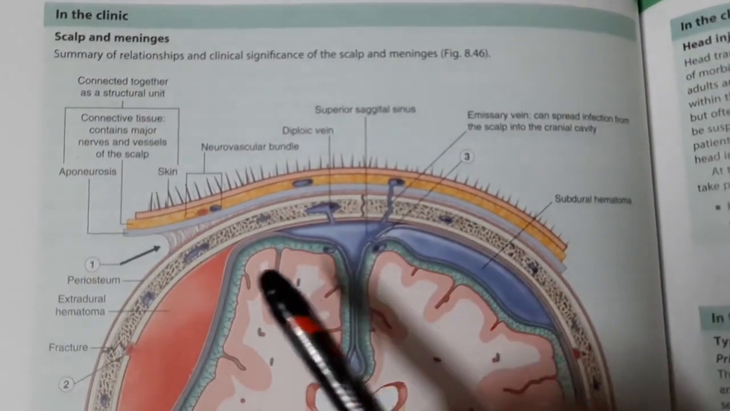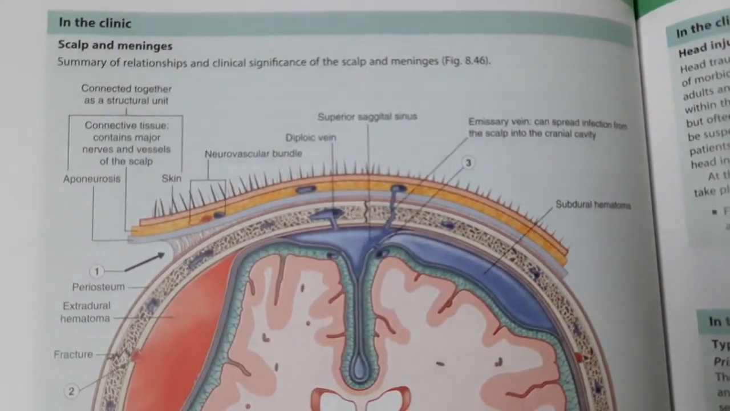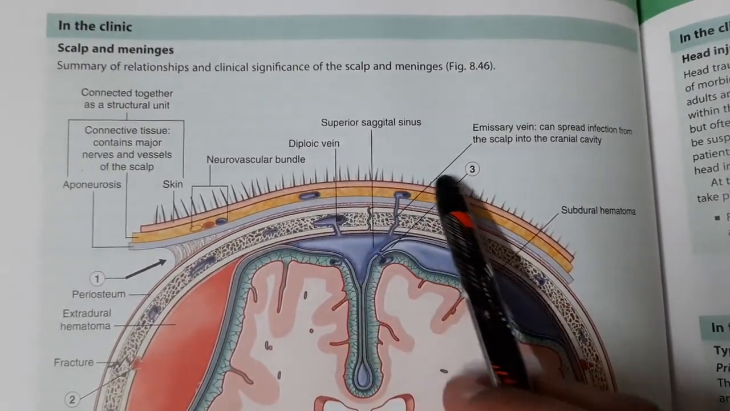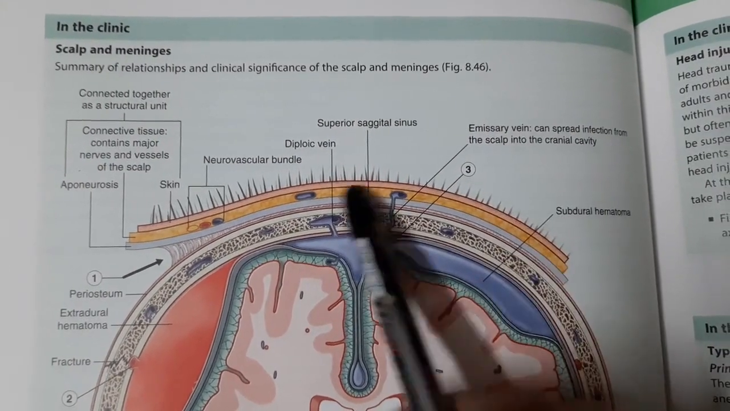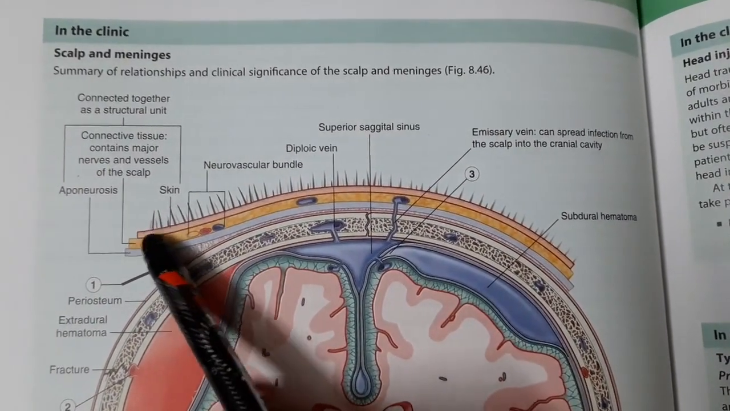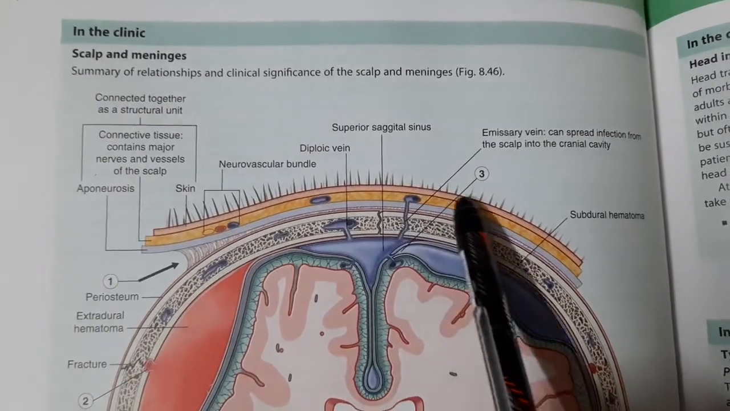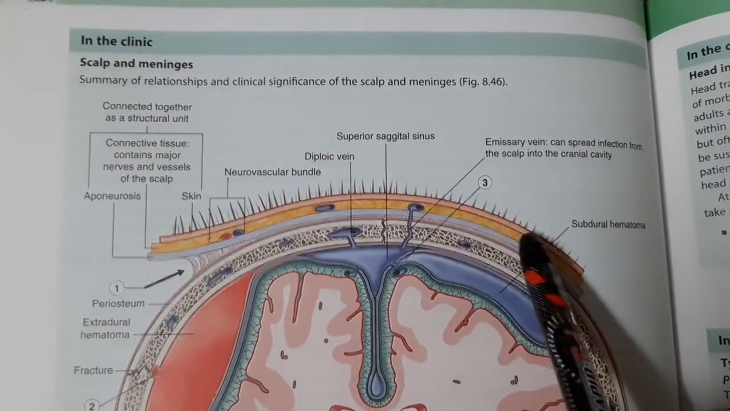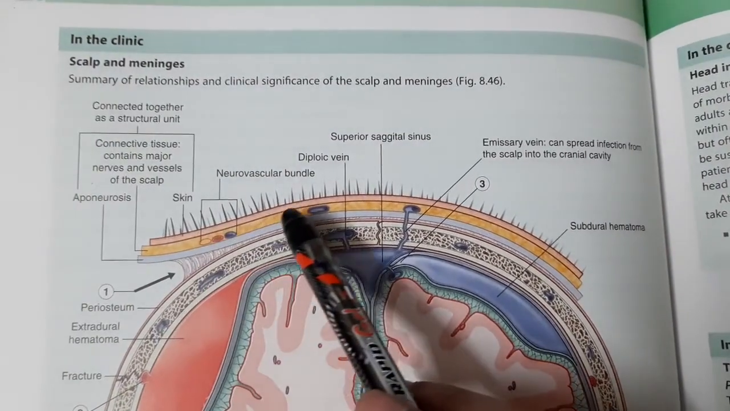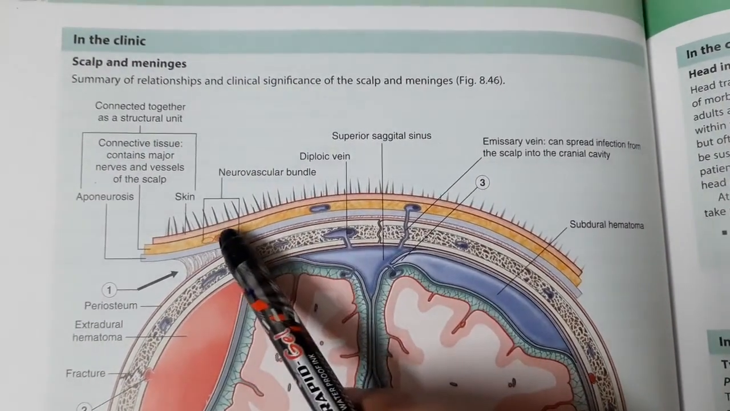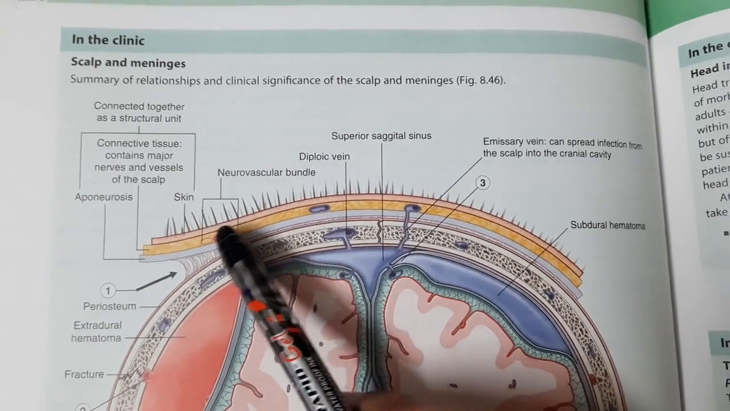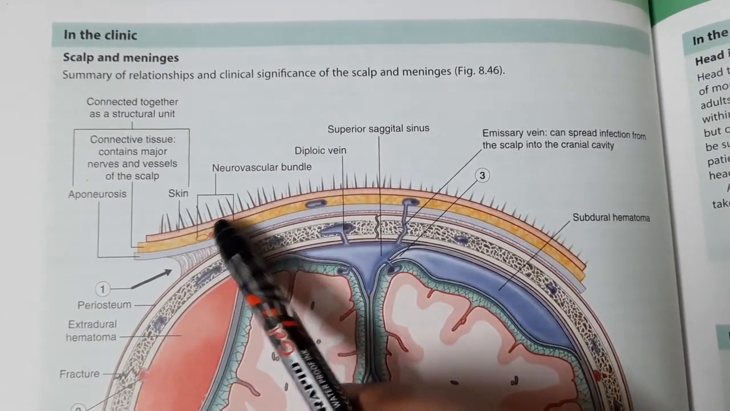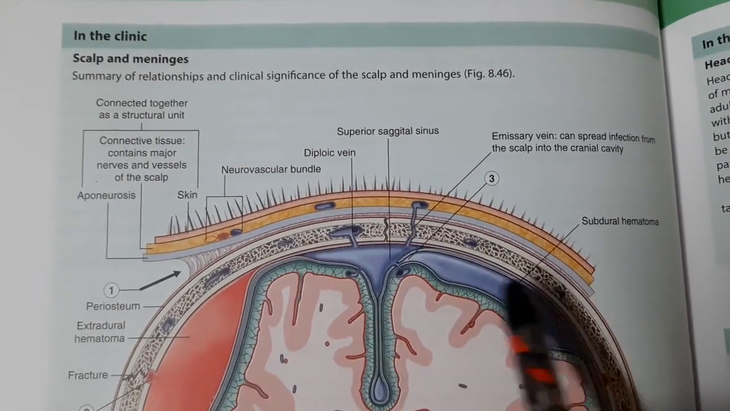In the scalp, if you see, there is skin present. The topmost layer of the scalp is covered by the skin. Below the skin we have the connective tissue layer. The skin consists of hair follicles and hair, and in the connective tissue layer we have the neurovascular bundles, that is, the major nerves and vessels of the scalp are seen here in the connective tissue.